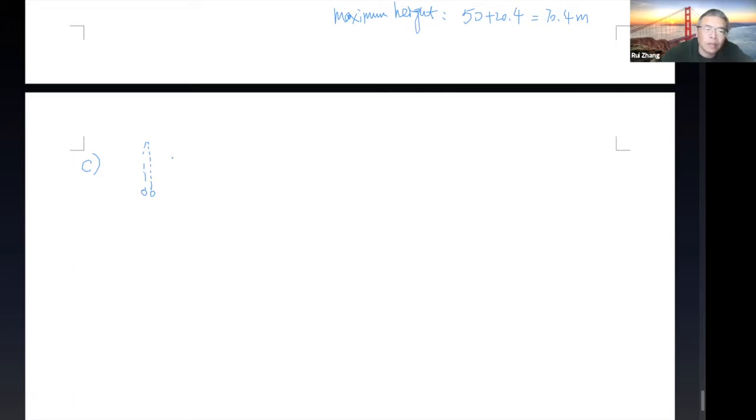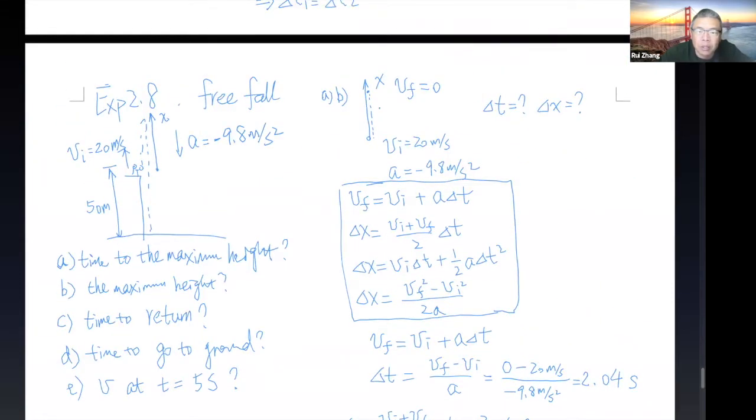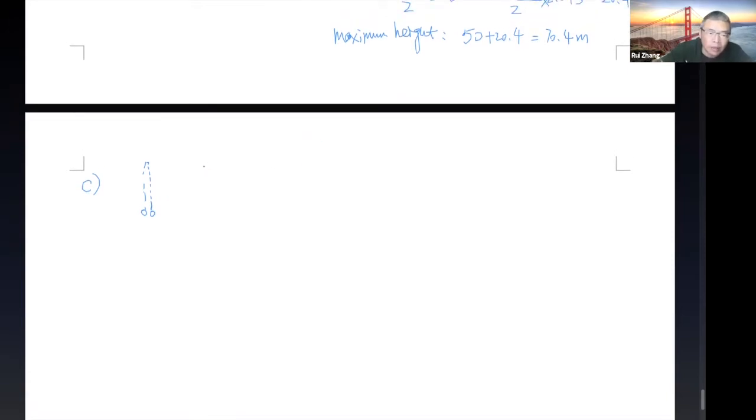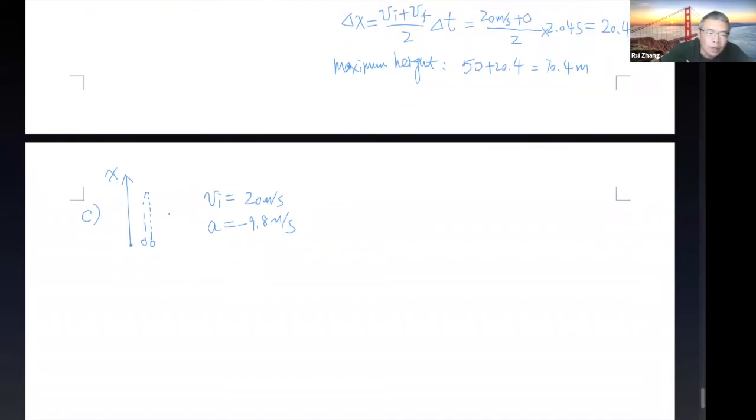For example, in the previous one, we said vf equals 0 because we reached the maximum height. For now, it is not 0 anymore because this is definitely still moving. When it reaches the initial position here, it's still moving. So we don't know vf anymore. What we know here is still vi equals 20 meter per second, and acceleration is still negative 9.8 meter per second squared. We still define this as our positive direction. We want to know the time it takes to return, so we're interested in the total time here.